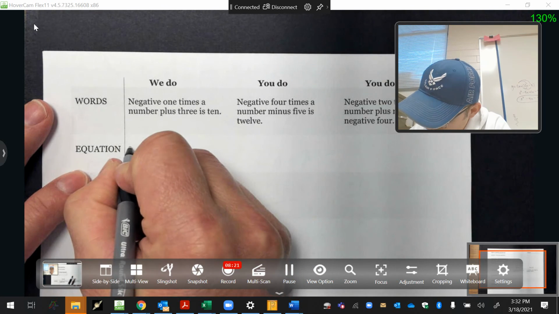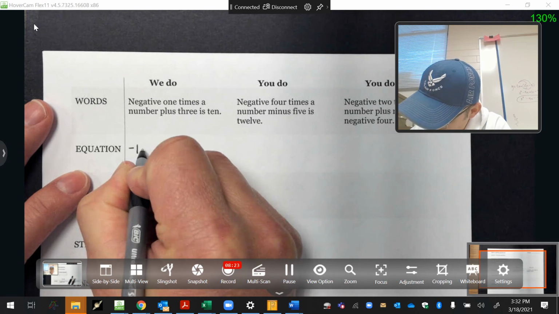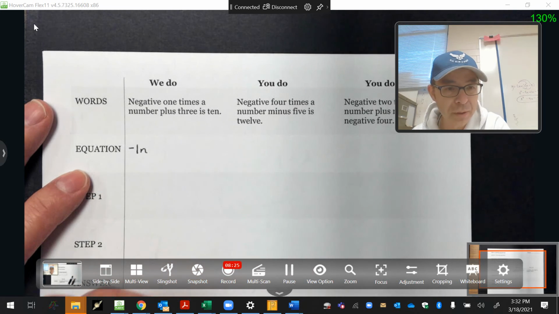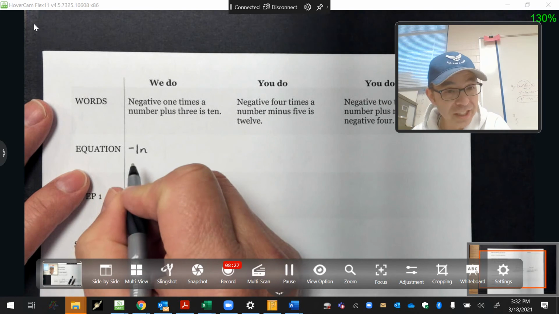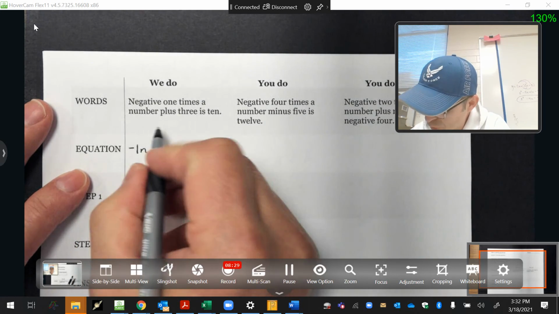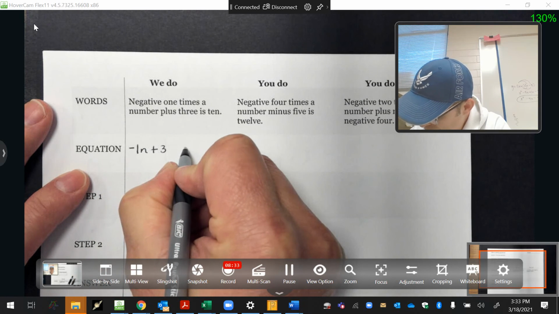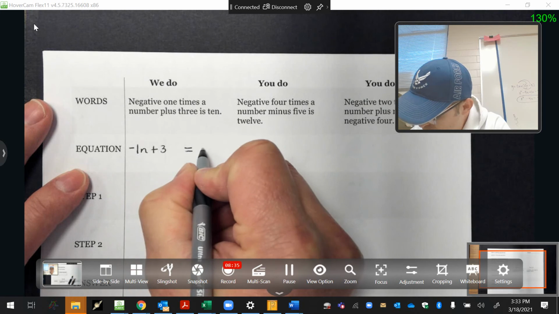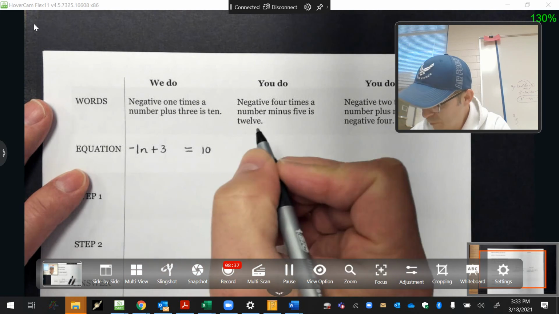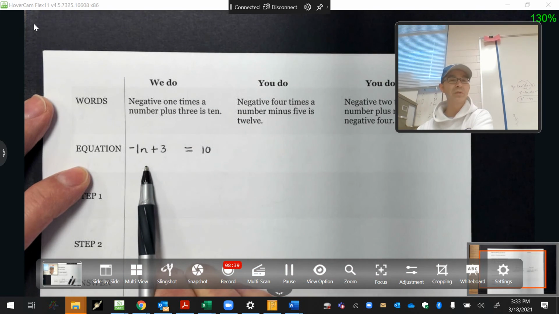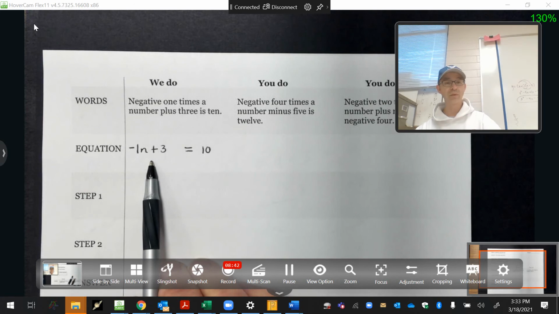Anyways, negative 1 times a number. Watch this. Negative 1 times a number, I'm using an n, plus 3, is equal to 10. Okay, so the last thing I said was plus 3, so the first thing you have to do is minus 3.